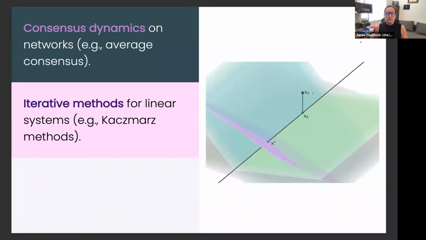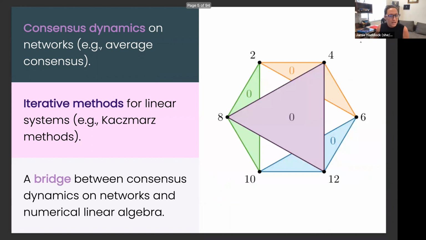I'll make some connections between the consensus dynamics and iterative methods for linear systems, and specifically the family of methods today that I like to think about are Kaczmarz methods. And I should say this bridge that I'm going to allude to is not new. Other people have noticed it, but I'm especially excited about it. I'll show you one way we've exploited it and some ways we're hoping to exploit it in the future. We'll focus in on this one work, but this is ongoing and hopefully other people will find this exciting as well.